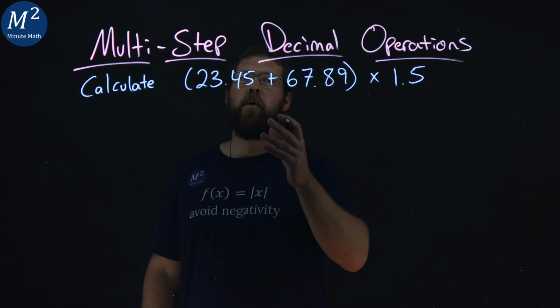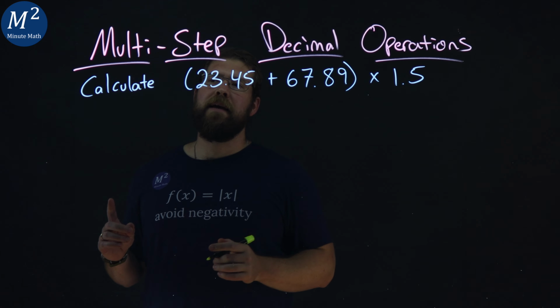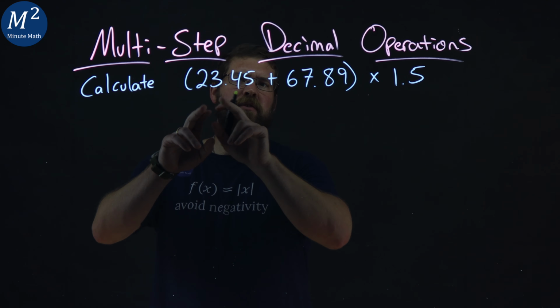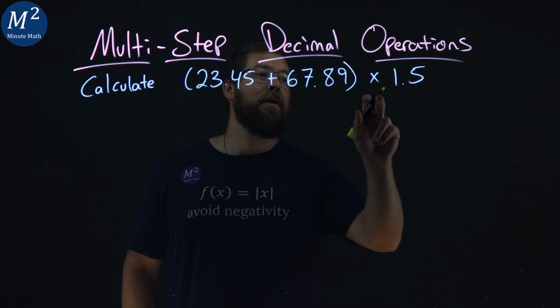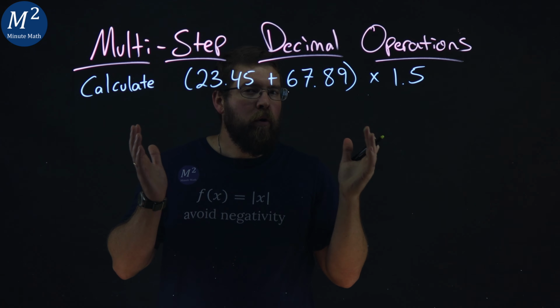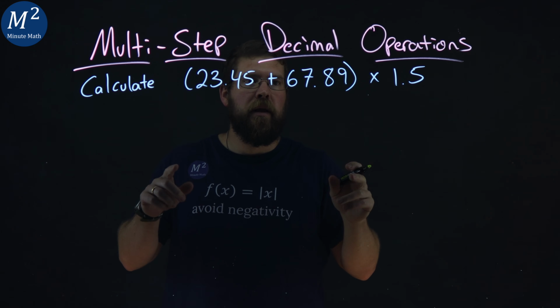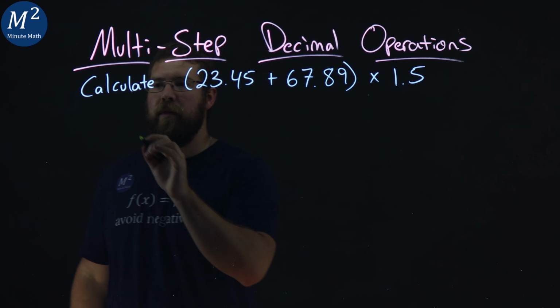Let's learn about multi-step decimal operations. We want to calculate, in parentheses here, 23.45 plus 67.89, and then multiply that by 1.5. Well, our order of operations still apply. We need to add what's inside the parentheses first. So let's do that here on the side.